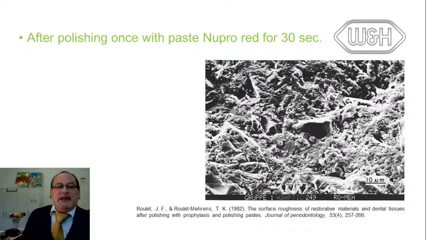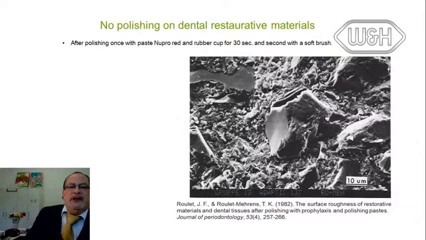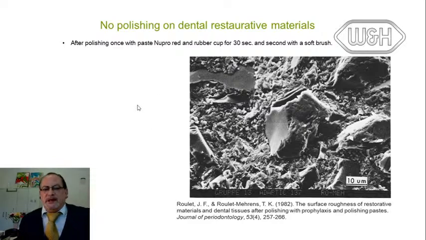This changes completely if we do polishing with a rubber cup and a polishing paste for 30 seconds. Here we can see that the soft matrix of the composite has been polished out and that the mineral particles are now leaping out of the matrix. And we can even worsen it if we use a soft brush with a polishing paste for 30 more seconds. Then we can see that we have a really rough surface on the composite after polishing.